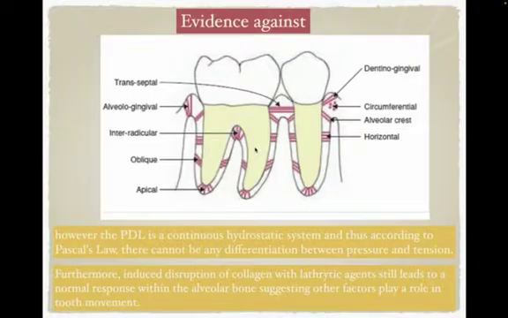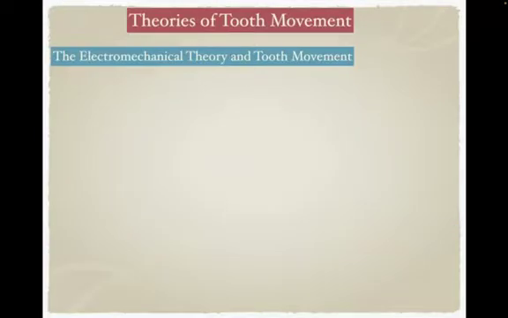But in the animal studies, they injected material that dissolved the collagen fibers, and the teeth still moved. So basically, it's a multifactorial thing. There is more than one factor involved in the tooth movement. So what is the second theory?